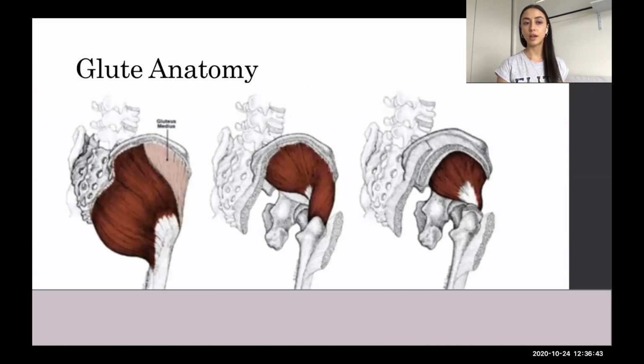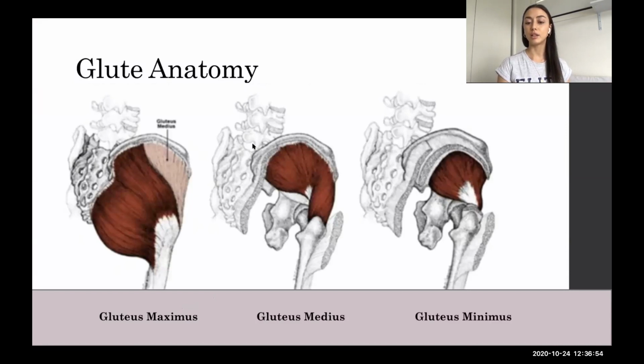So starting with glute anatomy, your glutes are comprised of three main muscles. We've got the gluteus maximus, which everyone should be familiar with. And then we've got the gluteus medius and the gluteus minimus. So these lay deep to the gluteus maximus, and they're the two smaller muscles.